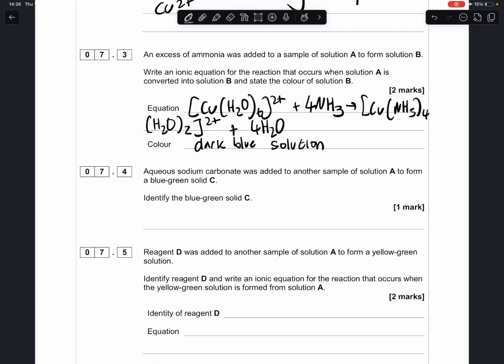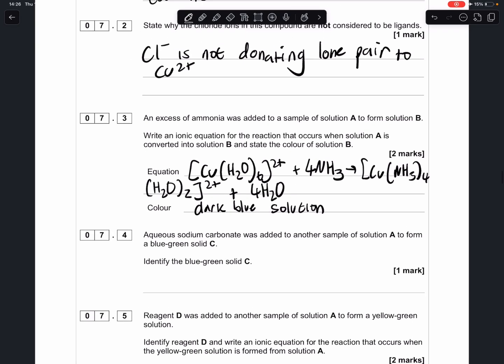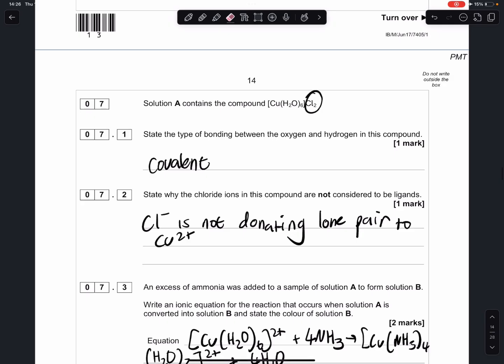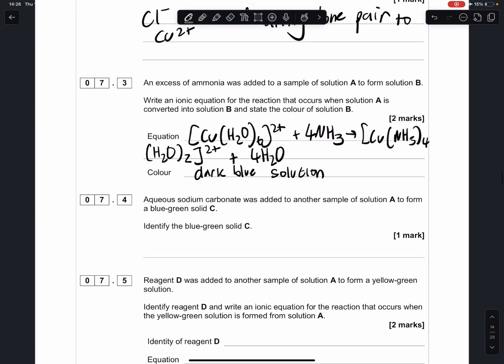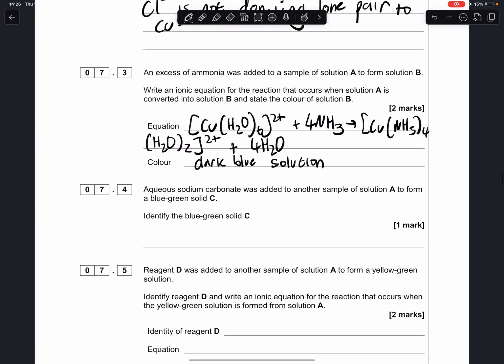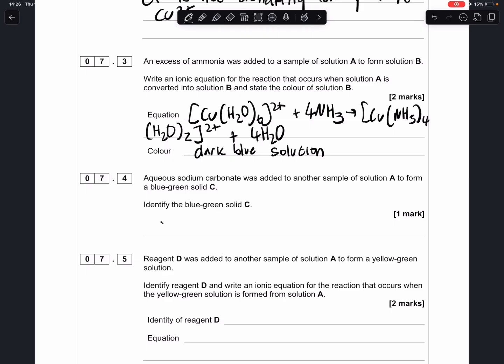Aqueous sodium carbonate was added to another sample of solution A to form a blue-green solid C. Identify the blue-green solid C. So we've already identified here that this is 2 plus. So if we're adding a carbonate to a 2 plus, we're going to form copper carbonate. Because we have a 2 plus, we form carbonates. If we have 3 plus, remember the complex is acidic, it acts as an acid. And if we add acid to a carbonate, that's the one where we get salt, water, and effervescence, so CO2.